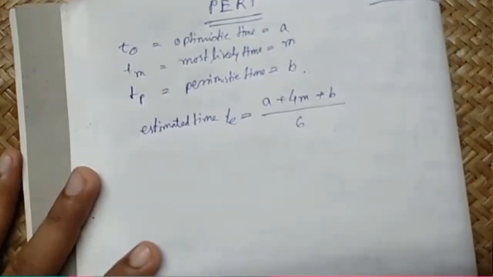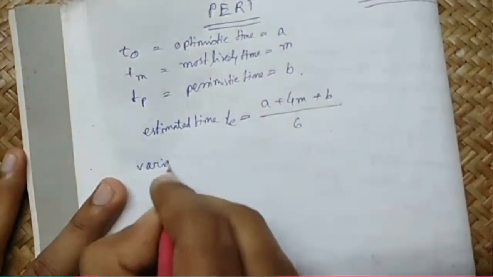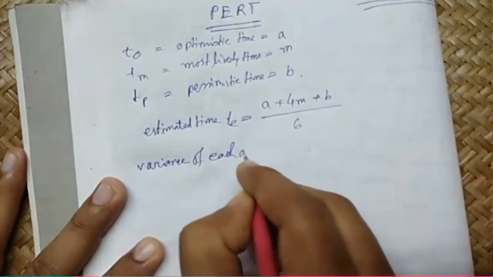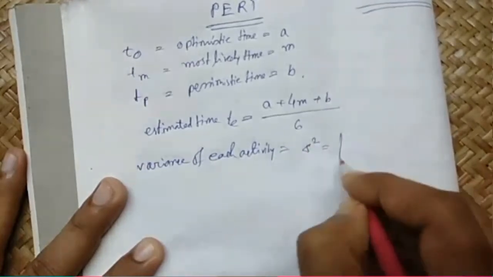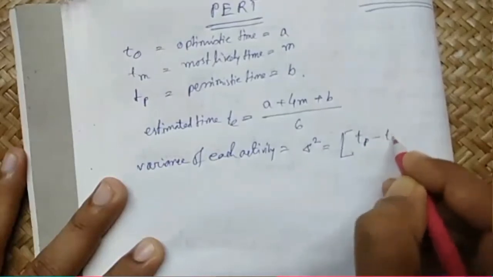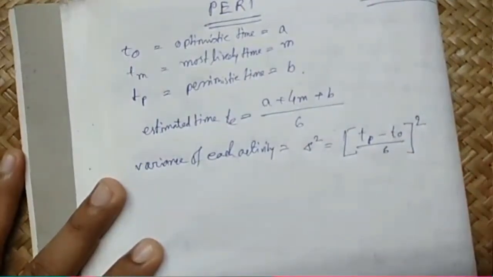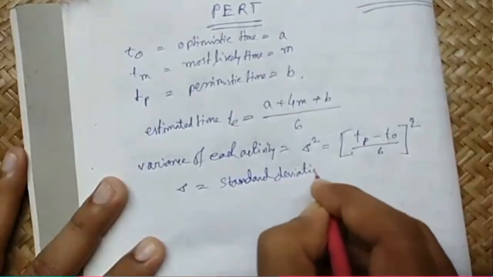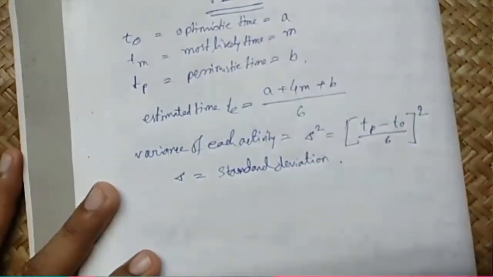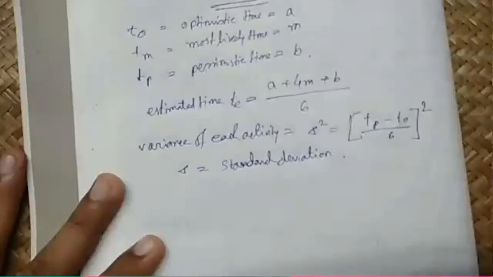When we find out TE, we will also find out the variance of each activity. Variance of each activity is given by sigma square, and sigma square is found by (Tp minus To) divided by 6, whole square. This term is called variance, and sigma is called standard deviation, which will be required later, but now we need to know the terminologies. So variance is sigma square, where sigma is standard deviation, and sigma square equals ((Tp minus To) by 6) whole square.